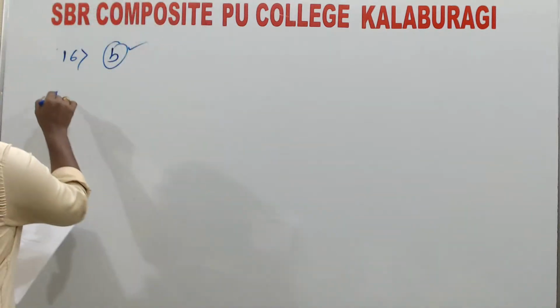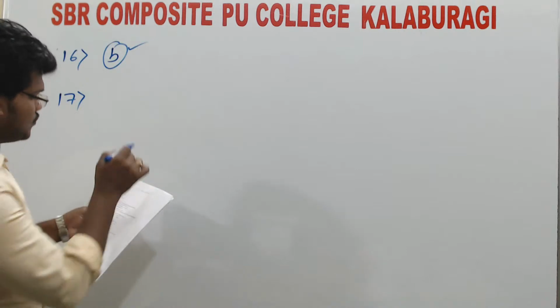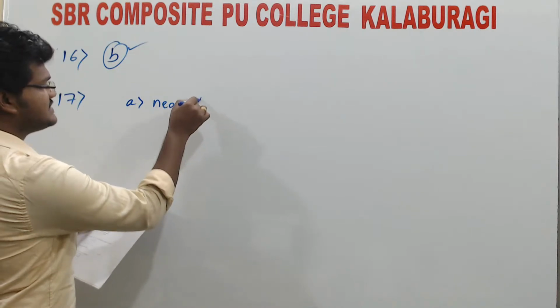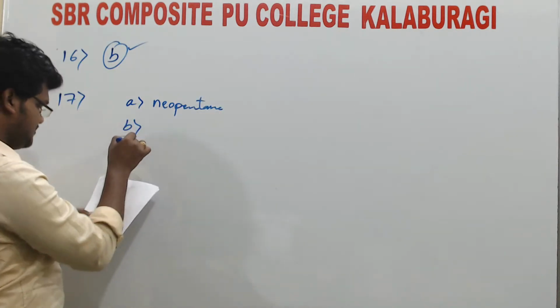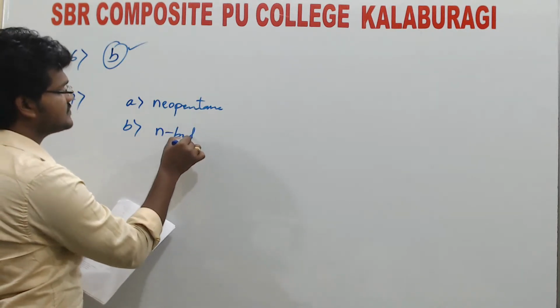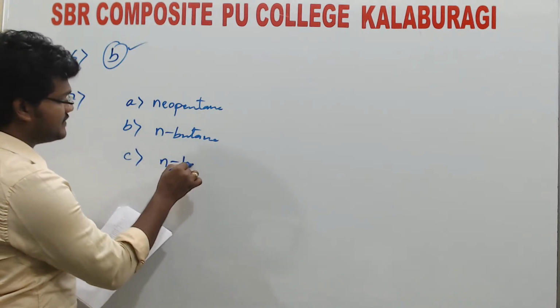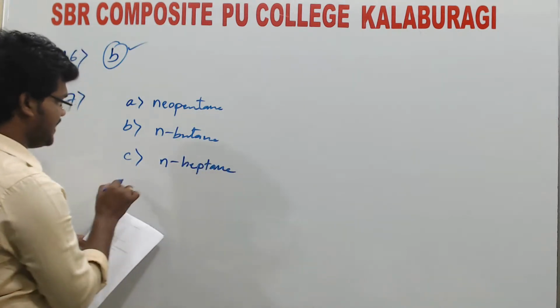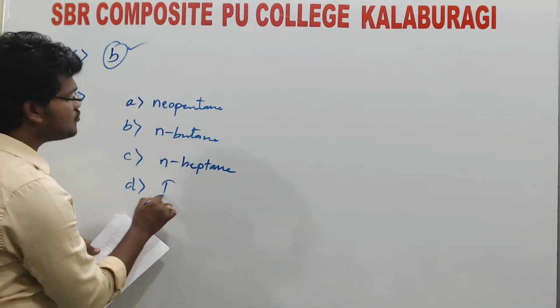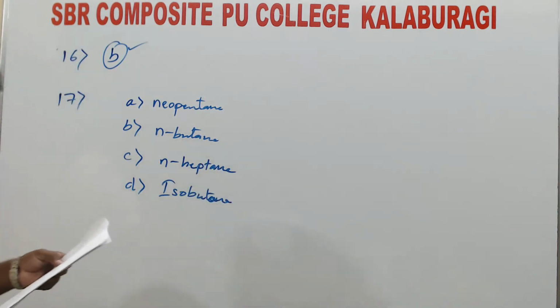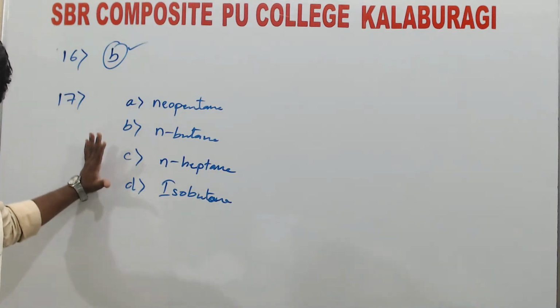Which of the following has the highest boiling point? I'm talking about question number 17. A is neopentane, which has branches. Option B is n-butane. Option C is n-heptane. Option D is isobutane. So they are asking which of the following has the highest boiling point.